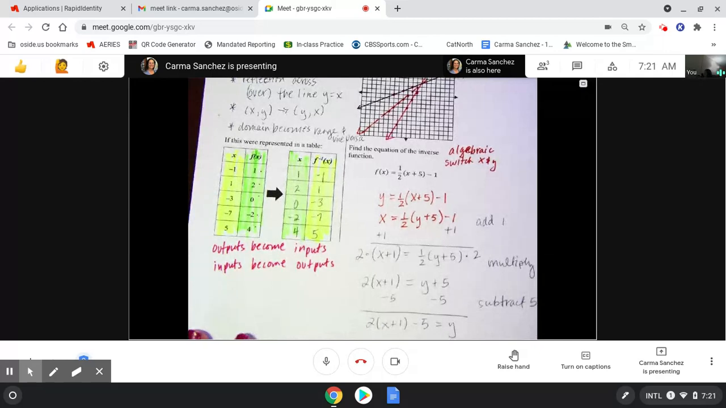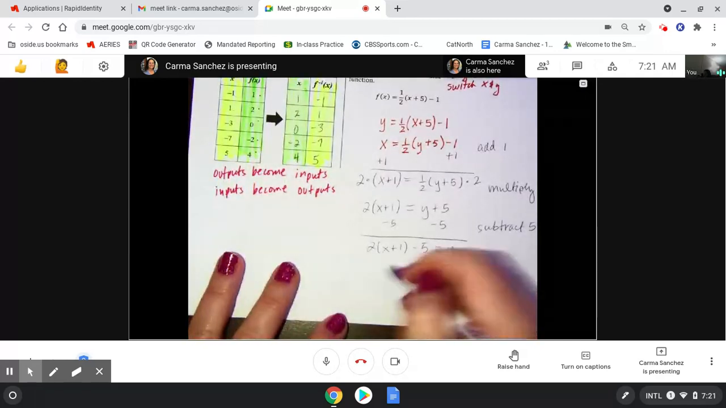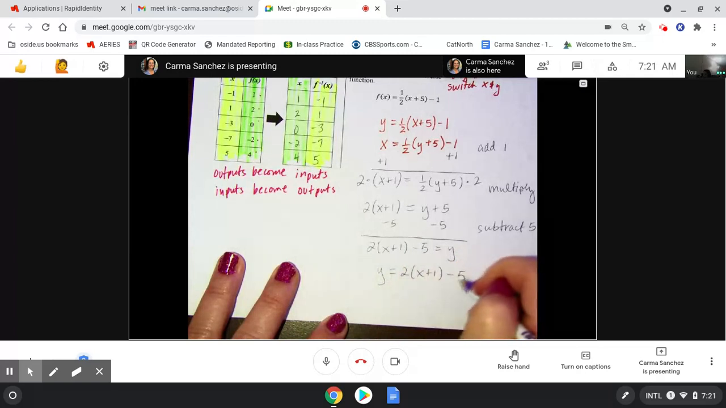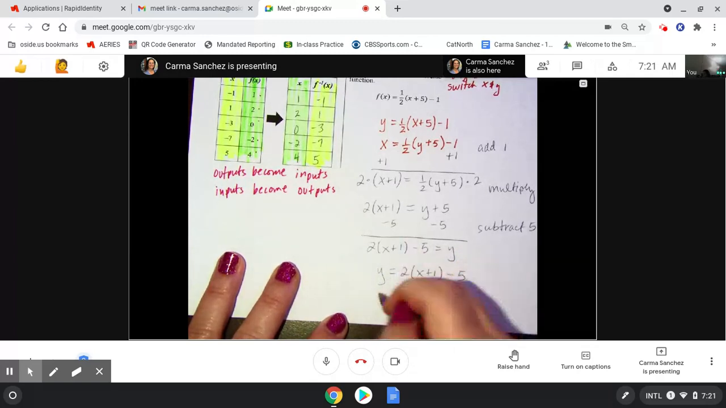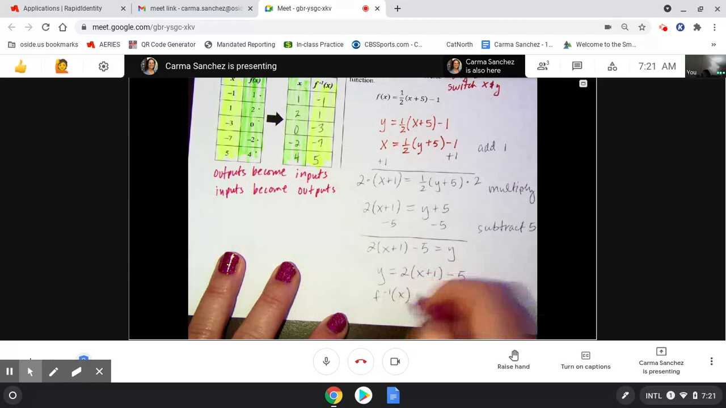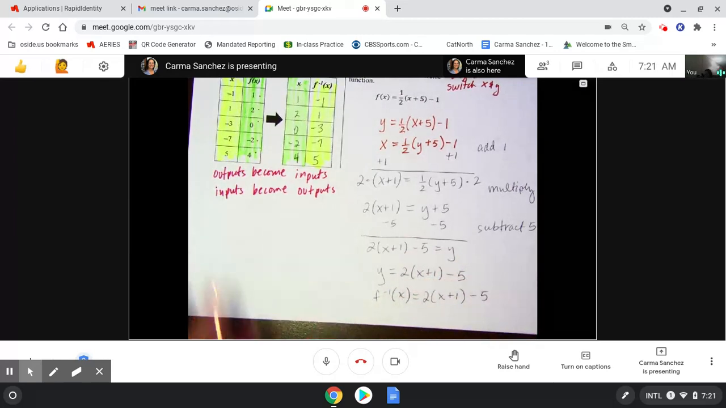But I am going to switch it around just so that it's in a y = format. Are you okay if I just flip this around? And this is my function inverse. So I'm going to give it its true name, f of -1 of x.